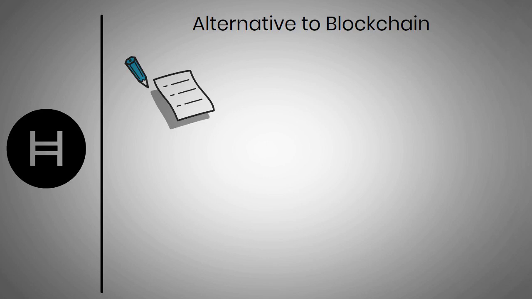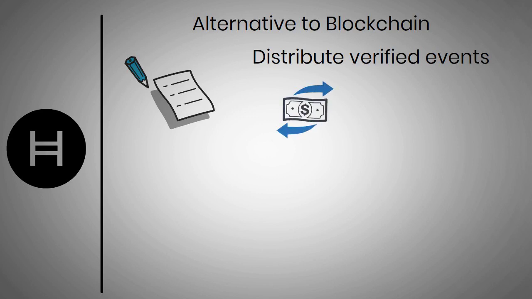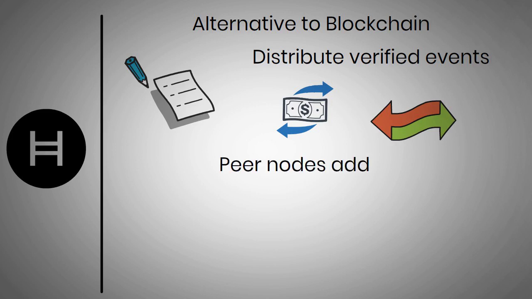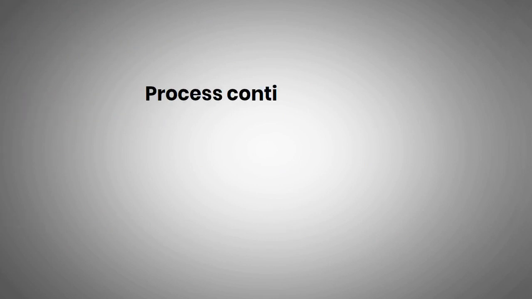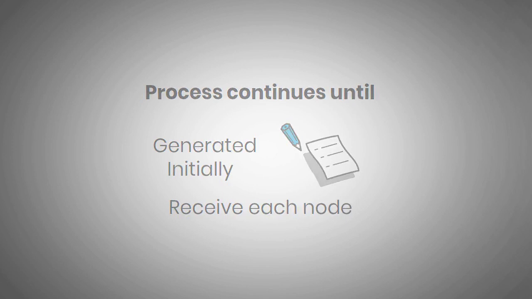It employs a protocol that works as follows. Any node in the Hashgraph can distribute verified events on new input transactions and transactions obtained from others to its randomly selected peers. Such peer nodes add received events to a new event and then send them to other randomly selected peer nodes by providing accepted events from other nodes. The process continues until all nodes know what was generated initially. The quick integration feature of the protocol ensures that any new events can reach each node in the network.